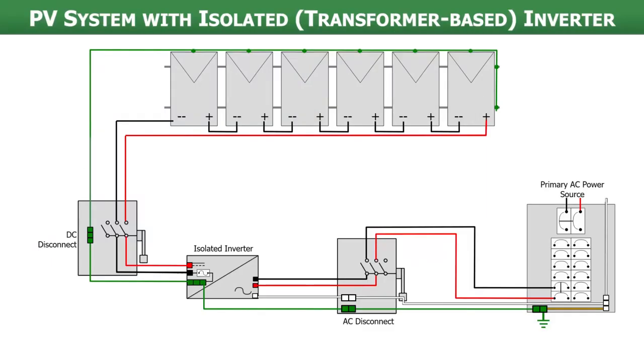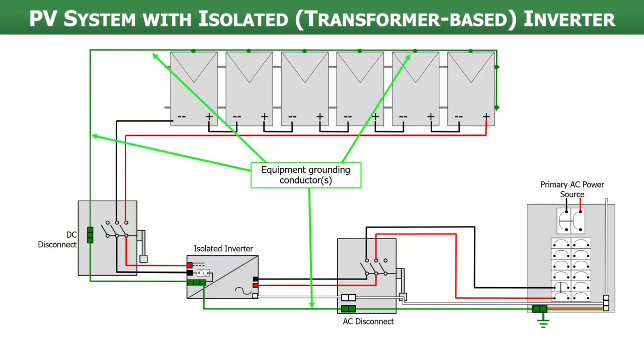Taking a look at a line diagram for this type of system, we have a lot of similar parts. Here are our equipment grounding conductors, which are bonding together all the metal parts throughout the system, from each module frame, through the DC disconnect, through the isolated inverter, through the AC disconnect, and then back to whatever type of panel is providing service from the primary AC power source.